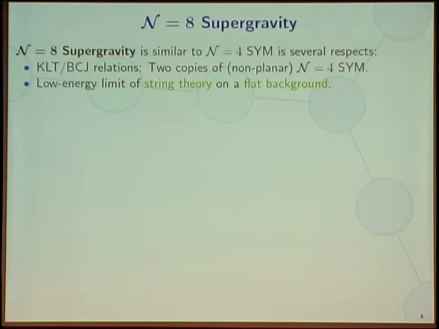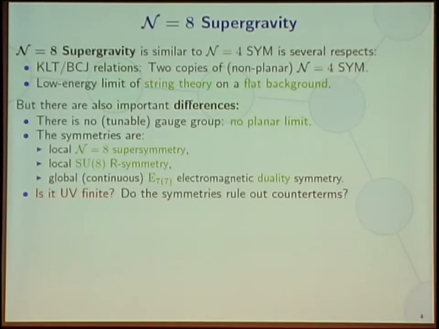And also, this theory is related to string theory in a different way. It's the low energy limit of string theory on a flat background. But of course, there are also differences. This is a gravity theory. It's Einstein gravity theory, which is non-renormalizable, probably. Moreover, there is no planar limit in this theory because simply there is no gauge group which we could tune to a large rank.